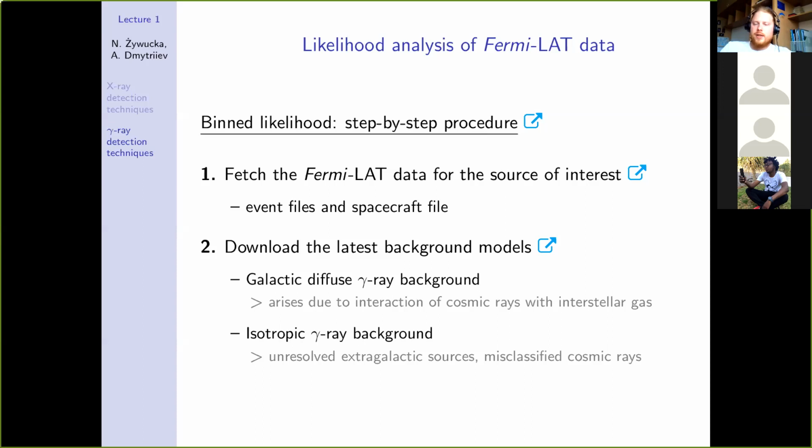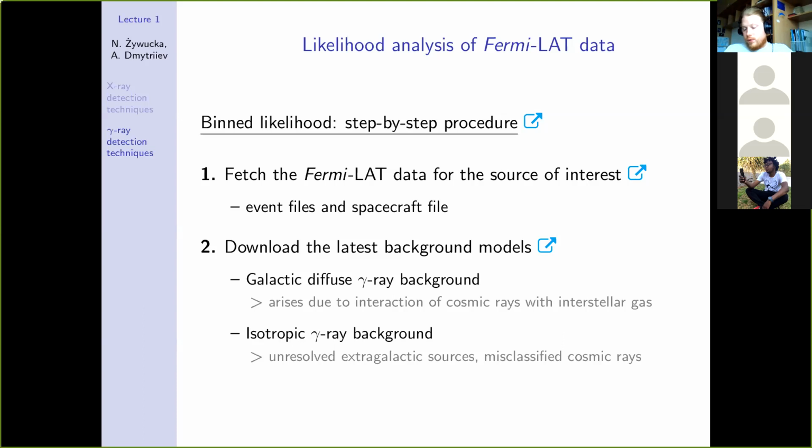So to analyze the data, you need to fetch the data for your source of interest. The data is publicly available, so clicking here, and then you need to specify the coordinates of the source you want to analyze, or if it's an extended source, more or less the coordinates of the center of the source, and then the extent. So you need to specify the extent of the region from where you want to get the data.